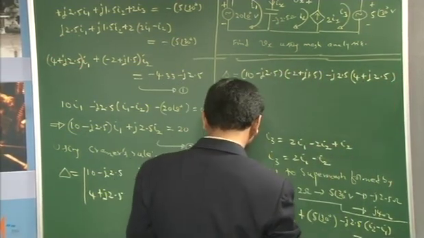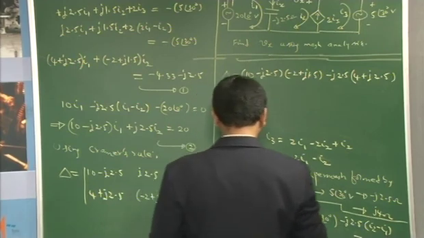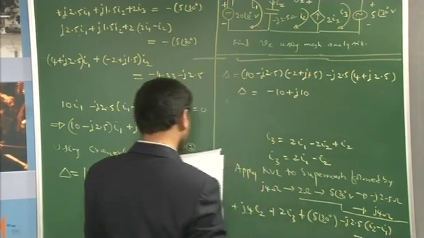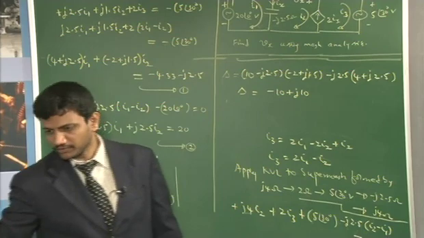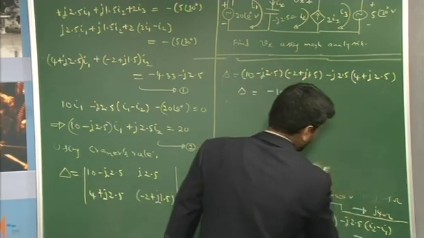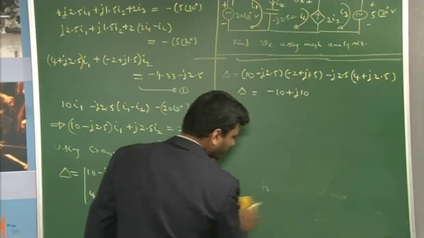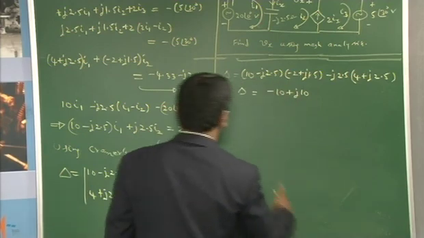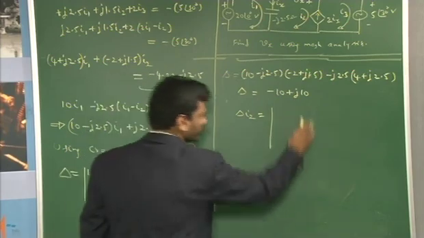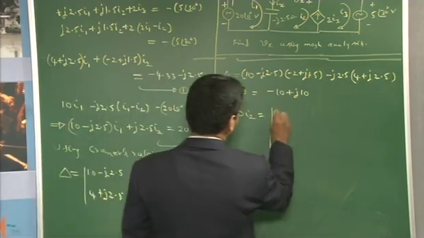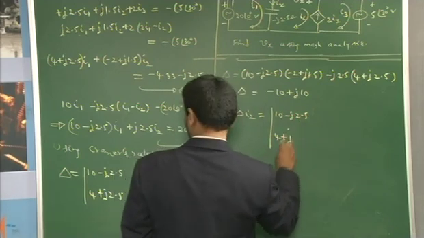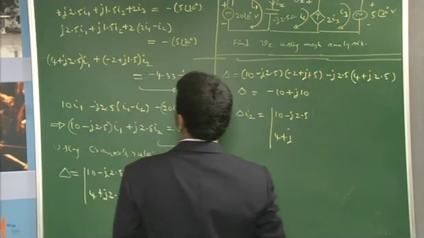Delta will turn out to be minus 10 plus j10. So, this is the delta. Now our objective is to find Vx, and Vx depends upon I2. So, we need to find I2. So, delta I2: the right hand side should be substituted in the second column. So, writing the first column of delta as it is, 10 minus j2.5, 4 plus j2.5.